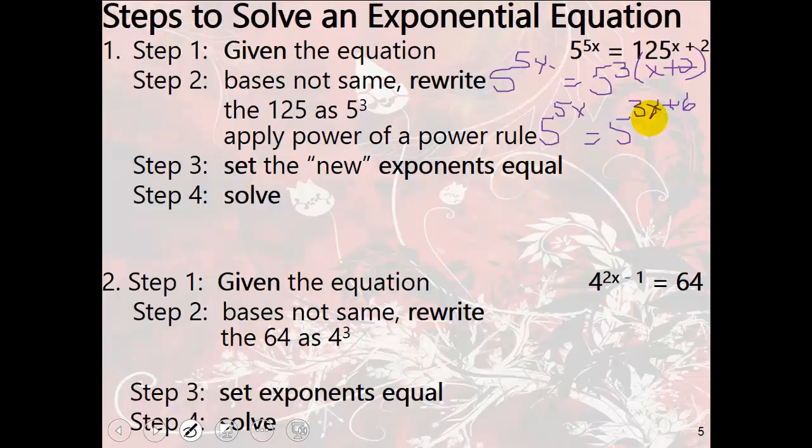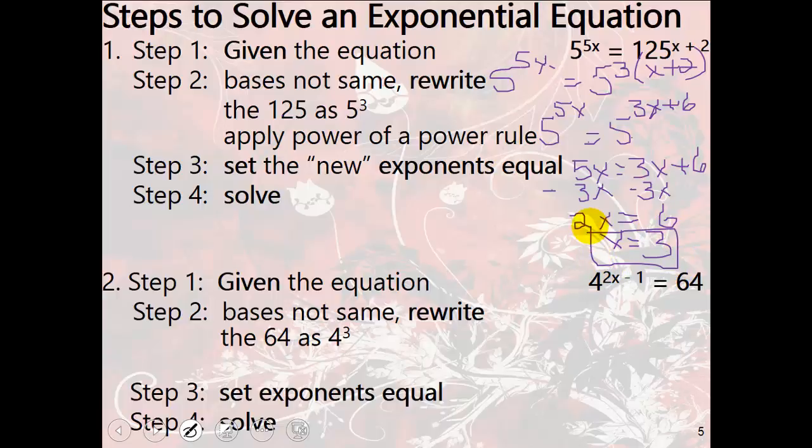Now my bases are alike. I have an equal sign, so that means my powers must be equal. So 5x has to equal 3x plus 6. I'm going to subtract 3x from both sides. Minus 3x gives me 2x is equal to 6, and x is equal to 3. All right, so that would be my solution.